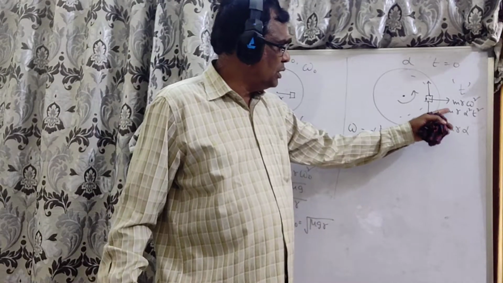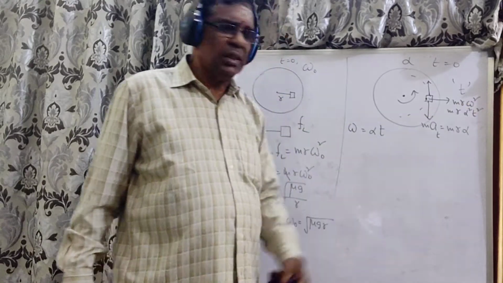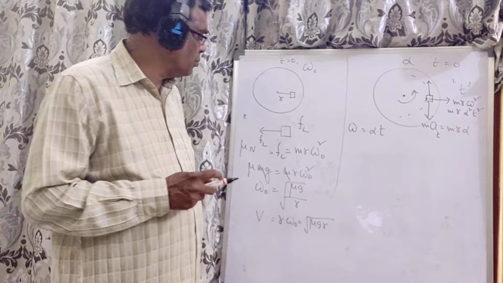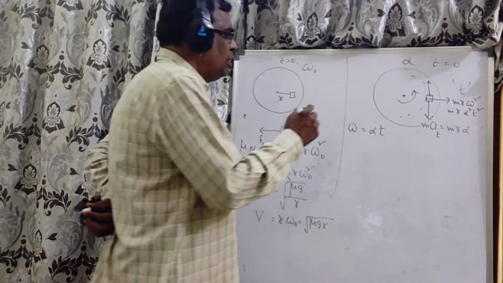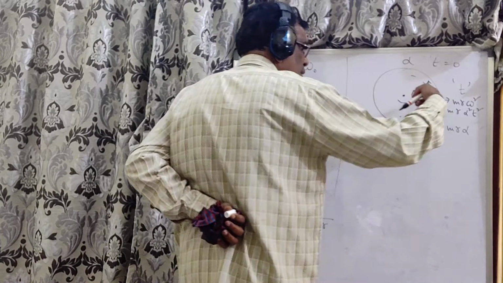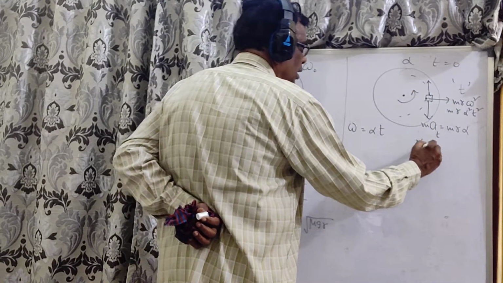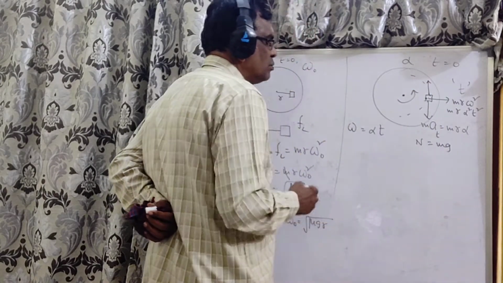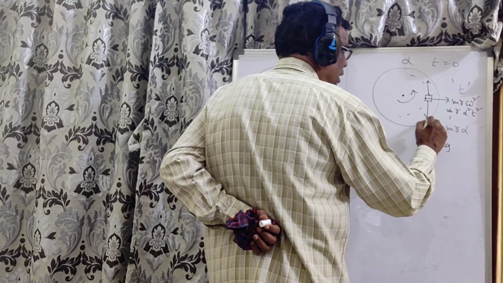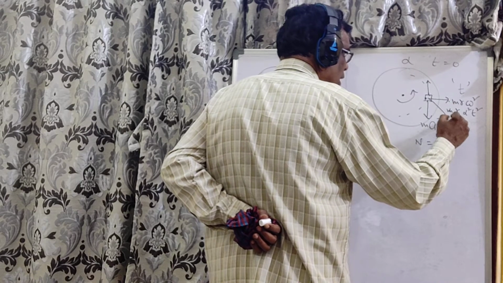Here, omega becomes alpha t. So that's how it is. Now, same thing here. N is like this, mg is like this. So N is equal to mg. And then what is the net pseudo force like this?